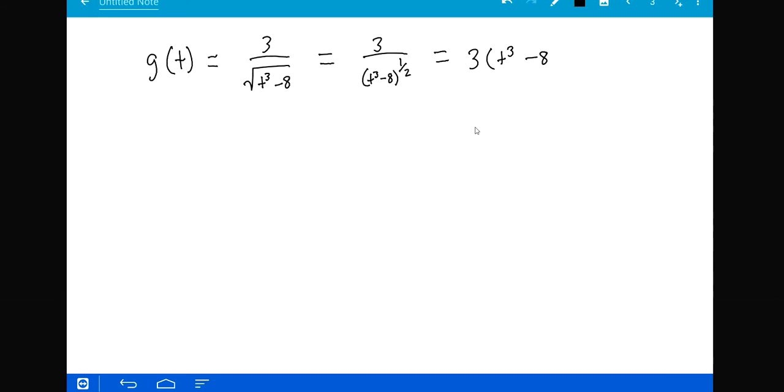Okay, so t cubed minus 8 is going to go up to the top. Instead of being raised to 1/2, we change the sign on the exponent. So let's raise to negative 1/2. And this looks similar to the other problems we did. The difference is you do have a coefficient sitting out in front of the parentheses on this one. Didn't have that in the other two.